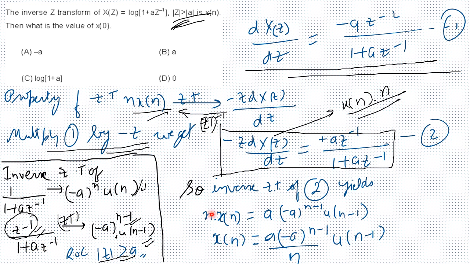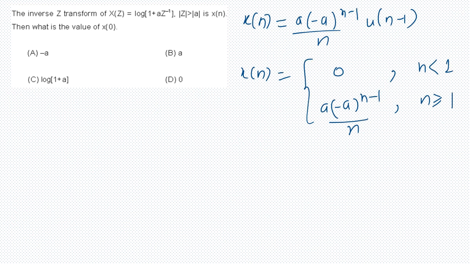So now x of n, we take that n down here by cross multiplying, and we get x of n is equal to a into minus a power n minus 1 u of n minus 1 by n. So this is what we are getting. Now we have this expression for x of n, and we can calculate x for any value of n. Let us see what x of n actually is.